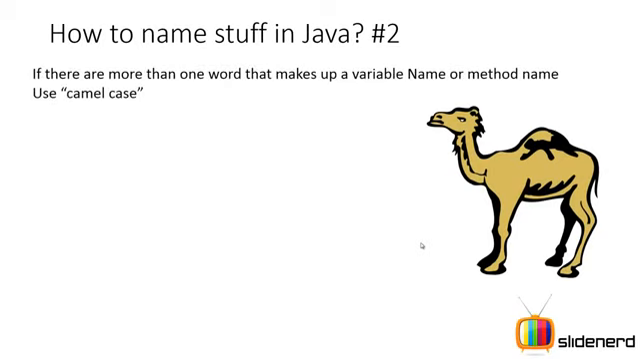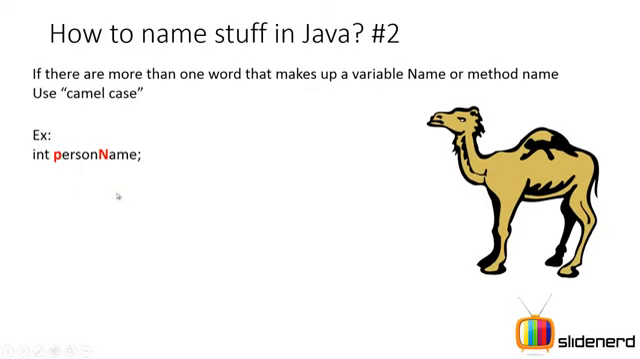Next, we come to the issue of camel case. You probably heard this word before if you are from C++, but if you're totally new, don't worry about this. If there is more than one word that is stuck together to make up a variable name or a method name, we use something called camel case. Now what does that look like? Take a look: int personName. Person is one word, name is another word. Both of them are stuck together to make a single variable name. In that case, the first word is fully small, and every subsequent word starts with a capital letter. That is what camel case is.